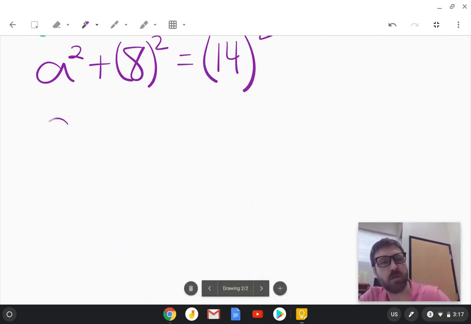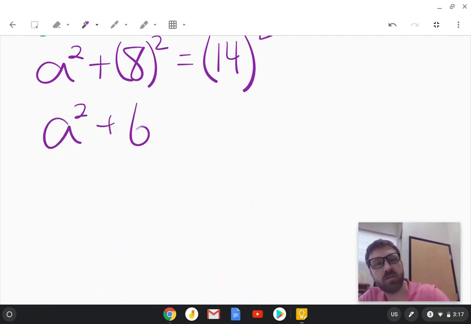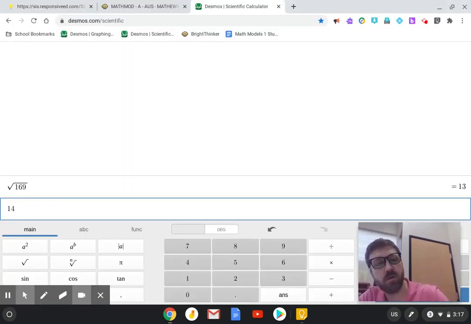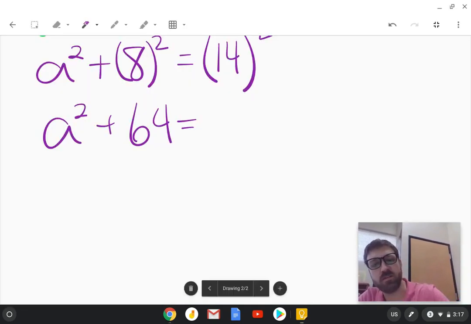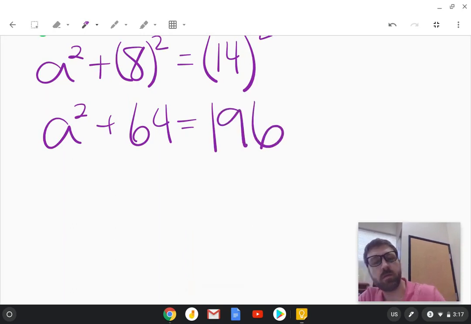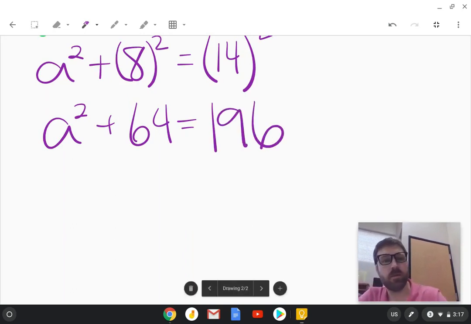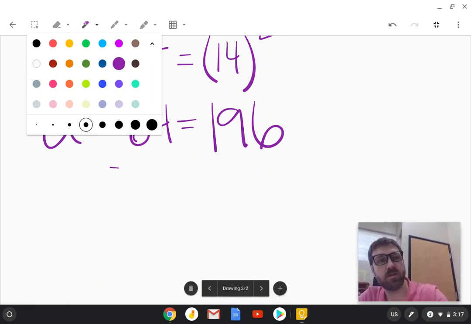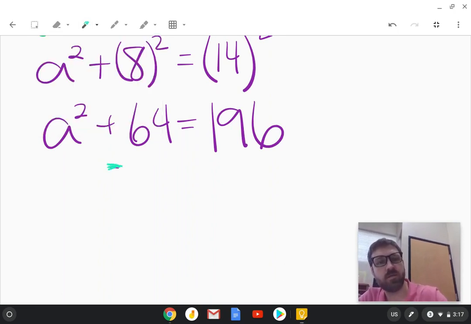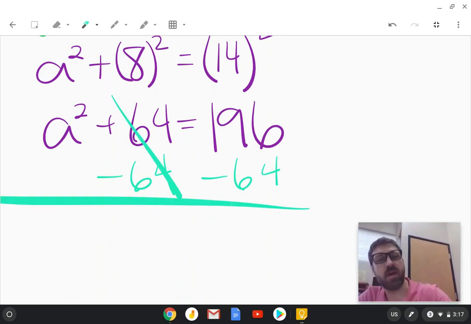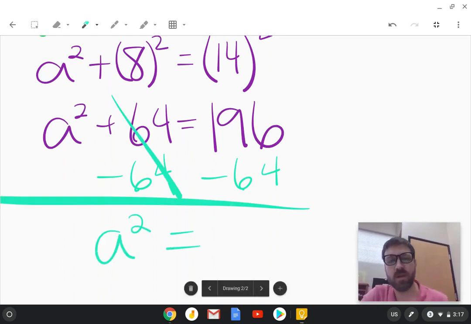So we begin working this out. A squared plus 64 equals, I actually don't know, 14 squared is 196. So we're going to subtract, let's get a different color here. We're going to subtract 64 so that we can get A by itself. That goes away. A squared equals 196 minus 64.